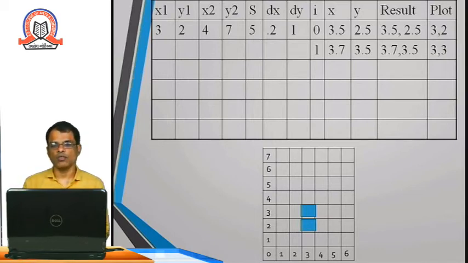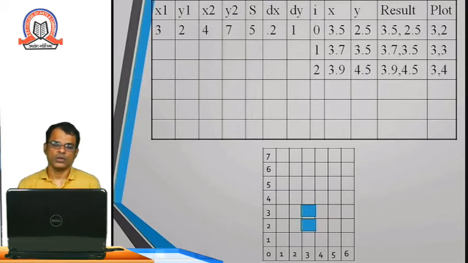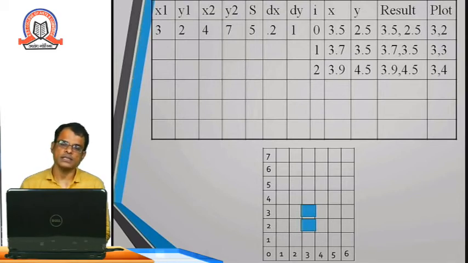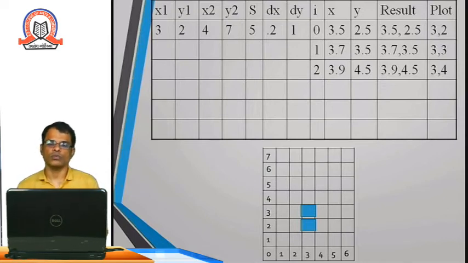Then we will go for the third point. Here again x will be increasing by 0.2. So 3.7 plus 0.2 is 3.9, and we have to add 1 in y. If you check, our increment dy is 1. So we have to add 1 over there, and we will get 4.5. So the new point is 3.9, 4.5. After eliminating the decimal part, we take the integer values only. So the point will be 3, 4, and this will get plotted over here.